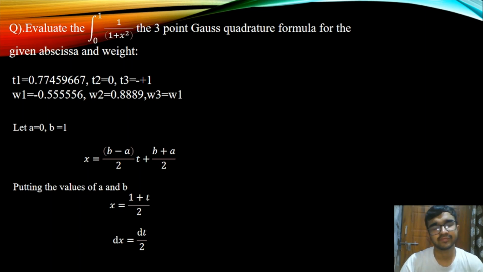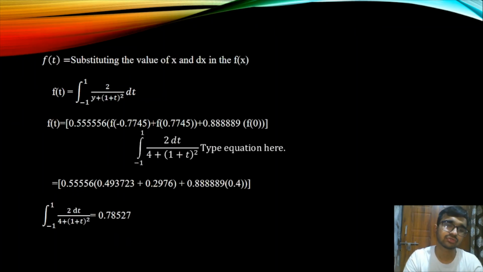So firstly, a equals 0 and b equals 1, and we know that the value of x is (b minus a) upon 2 times t plus (b plus a) upon 2. Oh sorry, we have not assumed, it is given that a equals 0 and b equals 1. So here we get our value of x as (1 plus t) upon 2, and dx equals dt upon 2.